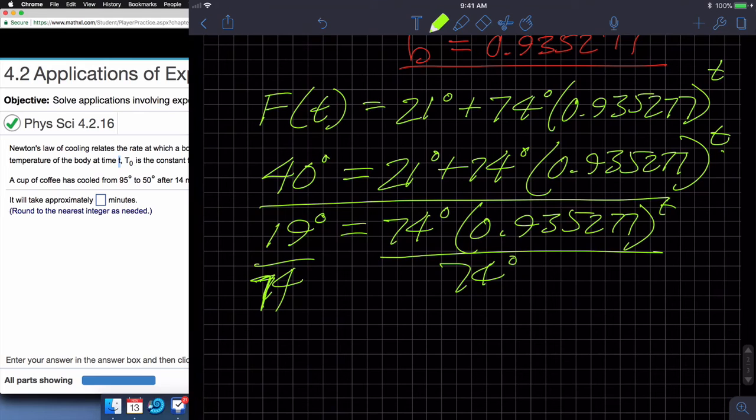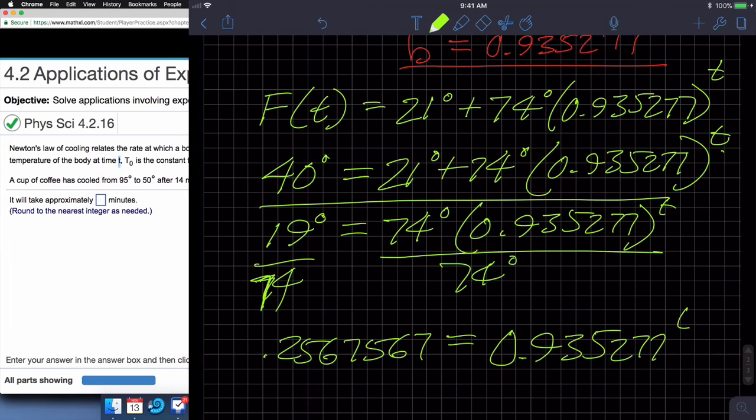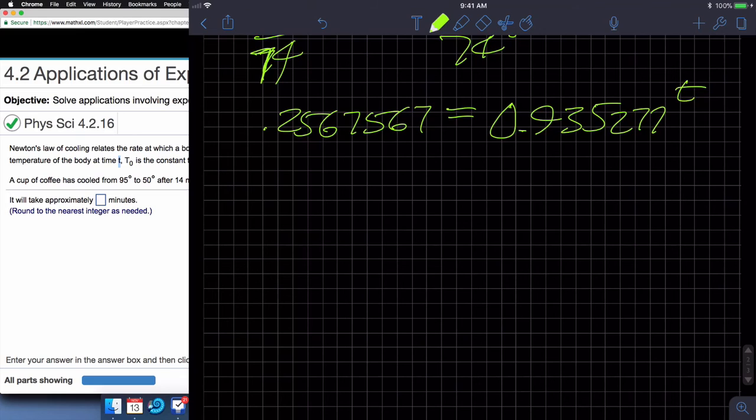19 divided by 74. And Desmos is telling me that this is 0.2567567567 equals 0.935277 to the t. And there are a couple of different ways you can do this, like taking the logarithm of both sides. I tend to want to change this to logarithmic form rather than leave it in exponential form, because this base is not the same as that base, and so you can't do it directly there, unless you're way better at figuring out these numbers than I am.